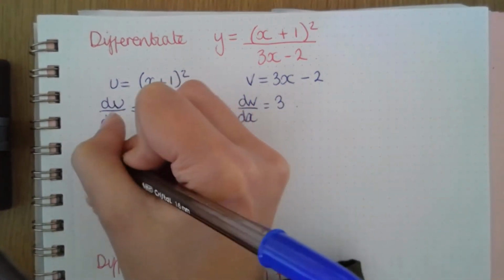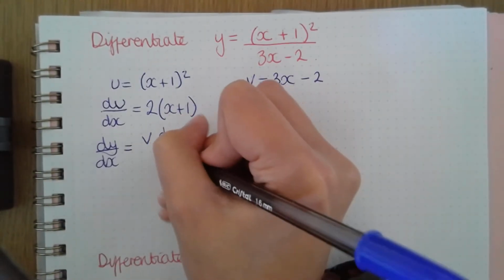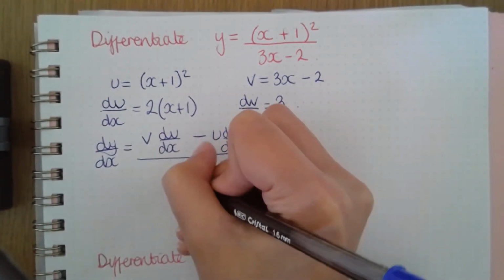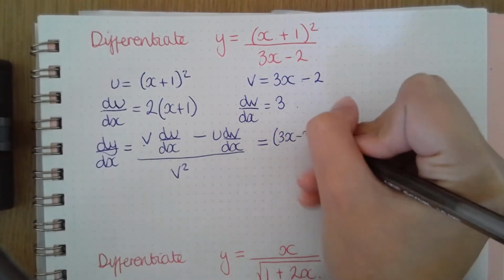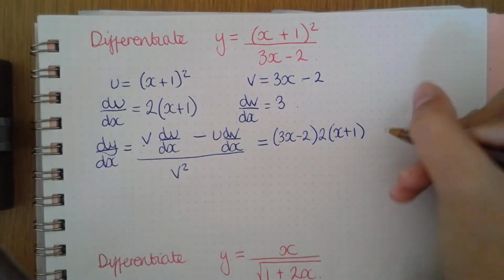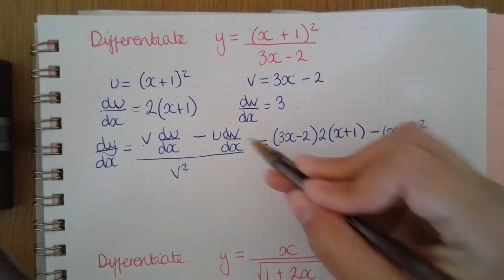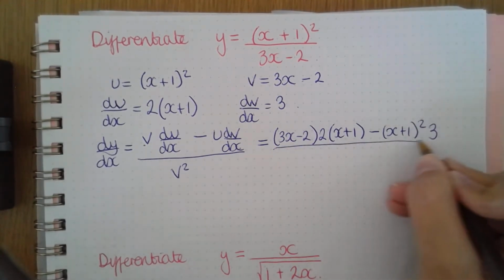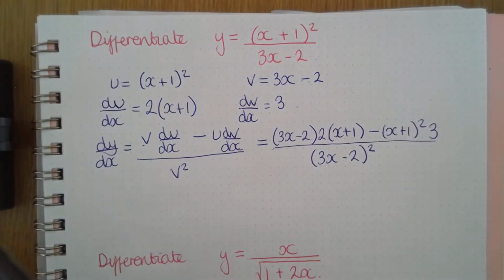My derivative, so dy/dx, I have v du/dx, take u dv/dx, all over v squared. v is 3x take away 2, du/dx is 2(x plus 1), take away u, which is (x plus 1) all squared, dv/dx is 3, all over v squared, (3x take away 2) all squared.